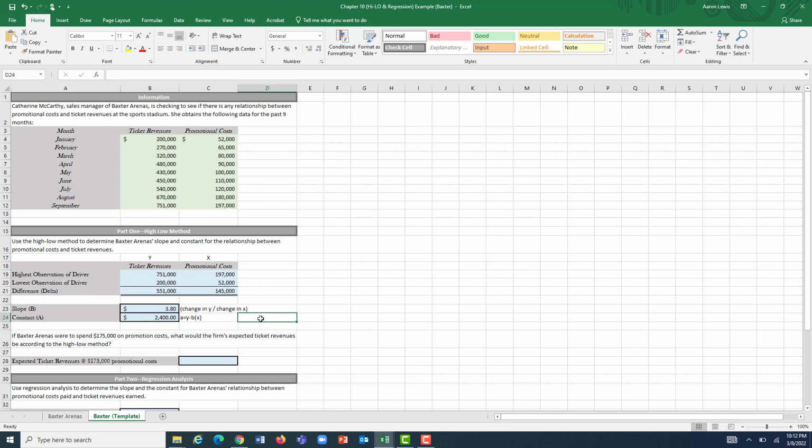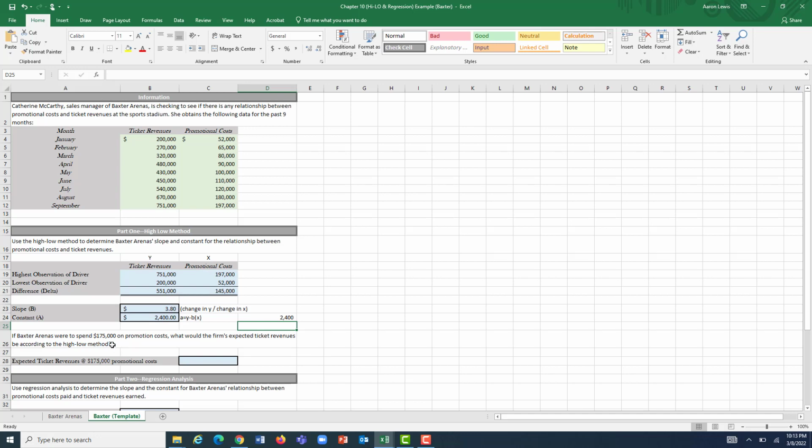I said earlier that it doesn't matter if you pick high or low for your observation, you're going to come out to the same number. Let's just prove that. At our lowest observation, we had $200,000 in ticket revenues, our Y minus our B, which is still 3.80, times our X of 52,000, comes out to be 2,400. So again, doesn't matter which one you pick, you're going to come up with the same constant. As long as you have your Y and your X in the right spots, you're going to come out there. So according to this high-low method, we get 2,400 bucks regardless. And then for every extra dollar we spend on promotion costs, we're going to get an extra $3.80 in revenue.